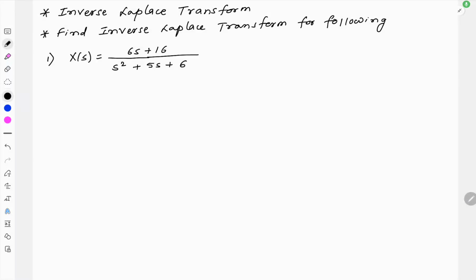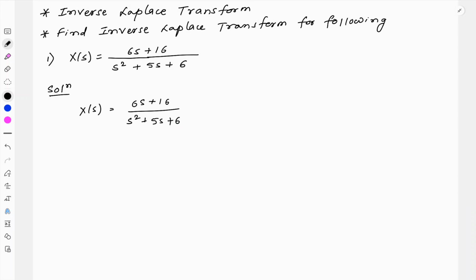In this video, we are going to solve an example for inverse Laplace transform. So let us start. Whenever it is asked to find the inverse Laplace transform, here X of s is given: 6s plus 16 upon s square plus 5s plus 6. Now whenever you have such an equation, first of all check the degree of numerator and denominator.